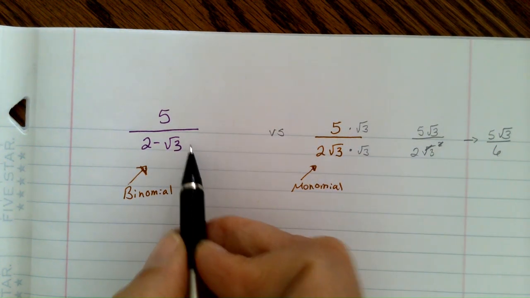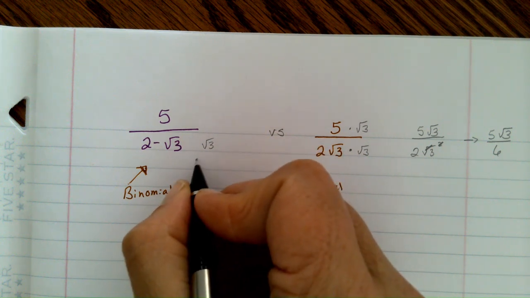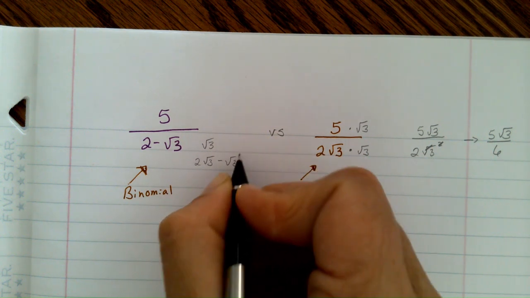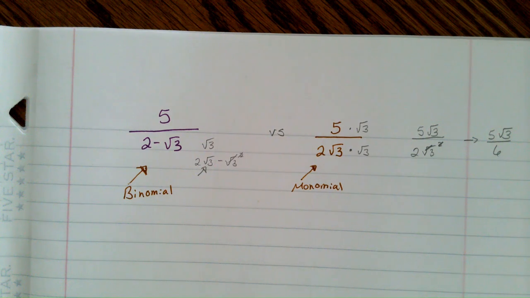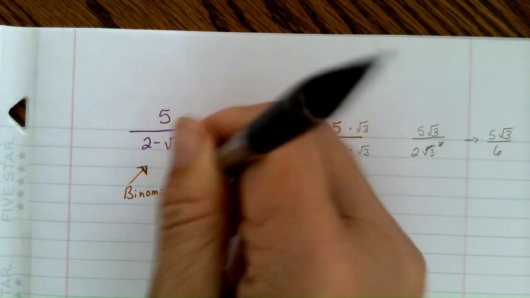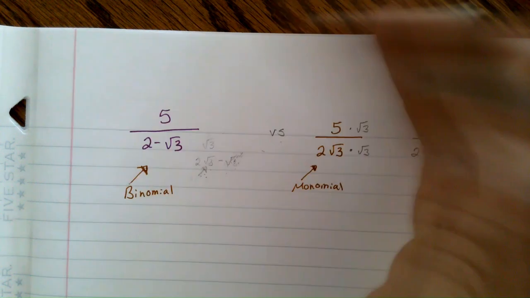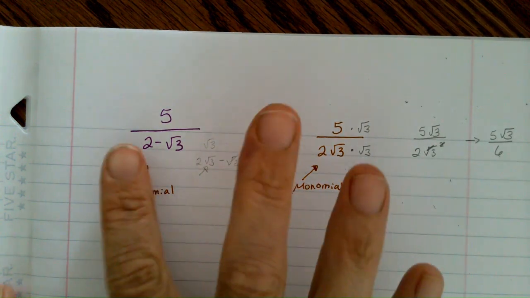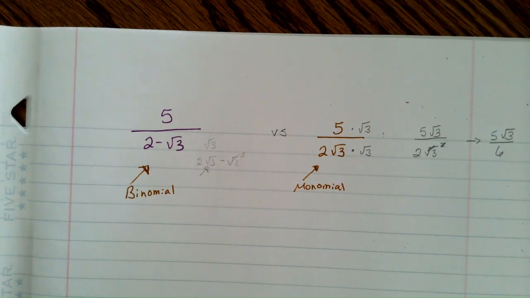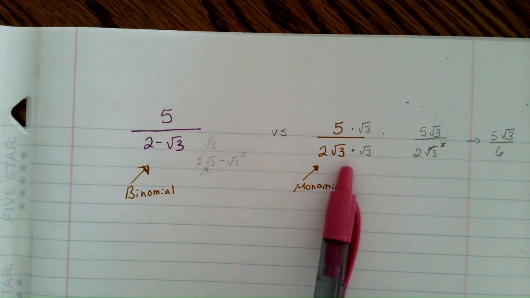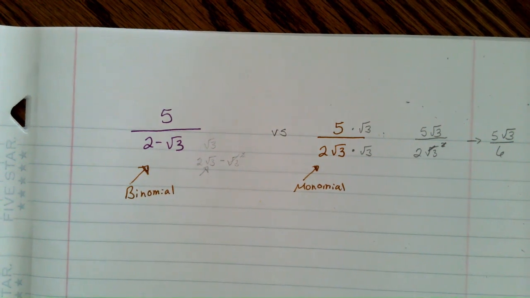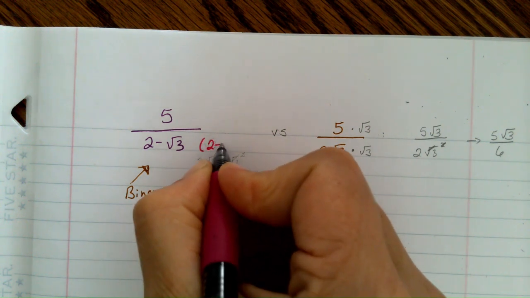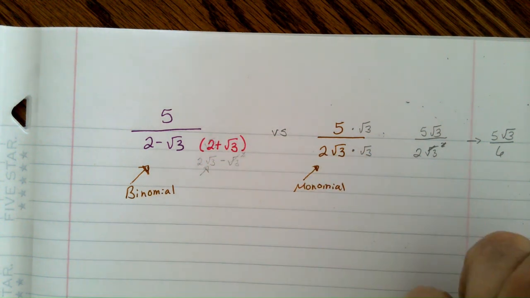If I were to just multiply the denominator by the square root of 3, it would become 2 square roots of 3 minus the square root of 3 squared. I still have a radical in the denominator. Boo. We don't want that. So the only way to make the denominator rational, or rationalize the denominator, is to take advantage of that conjugate pattern. So instead of multiplying just by another monomial, since this is a binomial, I need to multiply by a binomial. Notice how I changed the sign.